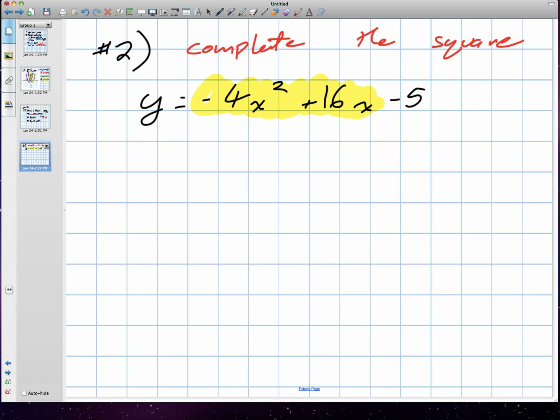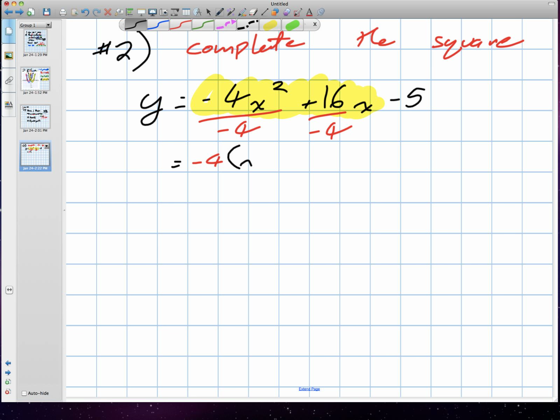So negative 4, we're going to take the negative out with it to get a new A value. So the negative 4 goes outside of the brackets, and I'm left with x squared minus 4x in the brackets, subtract 5.